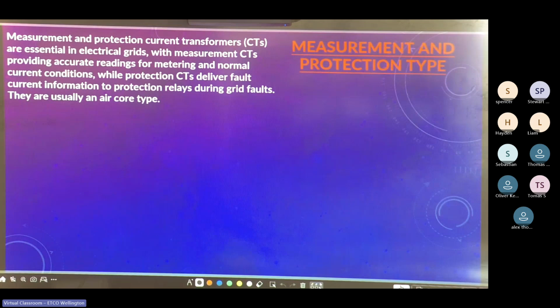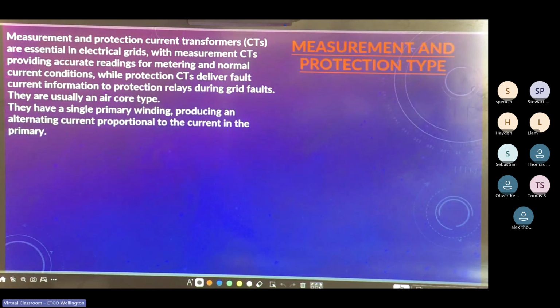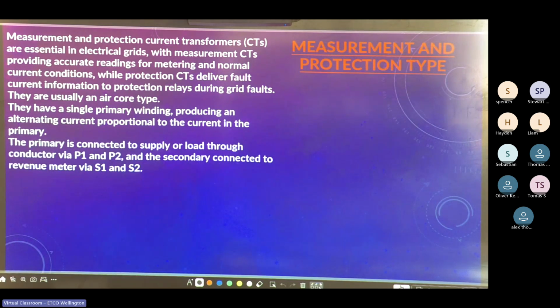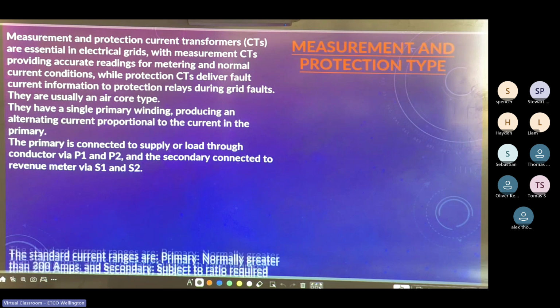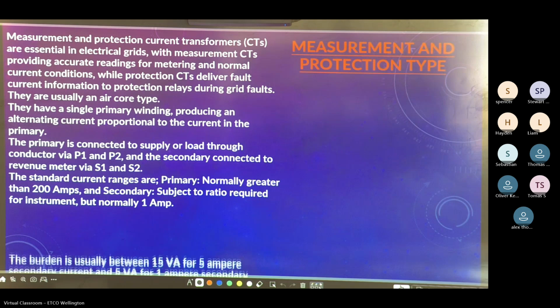Cool. So they're usually an air core type. They have a single primary winding producing an alternating current proportional to the current in the primary. The primary is connected to supply or load through conductor via P1 and P2, and the secondary connected to the revenue meter via S1 and S2. The standard current ranges are primary, normally greater than 200 amps, and secondary is subject to ratio required for the instrument, but normally 1 amp.